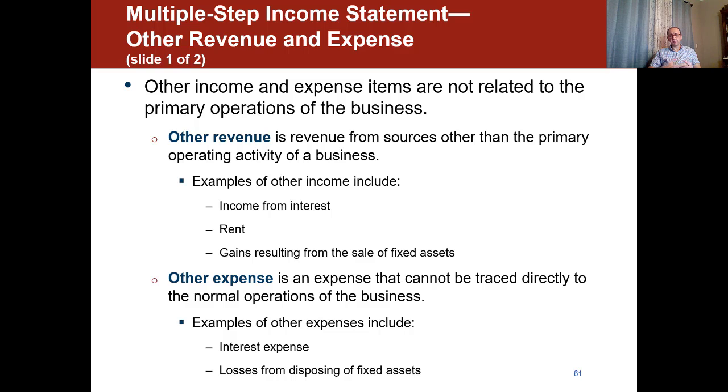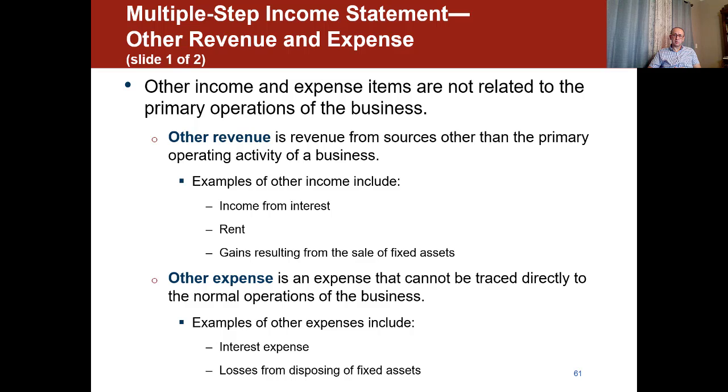Imagine we have a building or a warehouse that we're not utilizing, and we're just renting it to another company. In this case, the income that's coming from it is considered to be income that's not from the primary operation of the business, because we're not in the rental business, but we have this extra warehouse that we're renting out to another company. So that would be another revenue. Another example is gains resulting from the sale of fixed assets. So we have an old asset that we decided to sell, and we made some kind of gain in this kind of selling transaction. That would fall under other revenue.